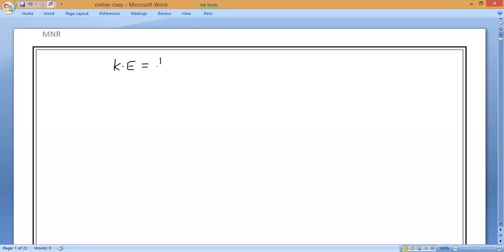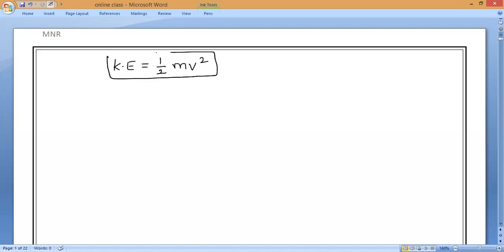Everybody, half. One by two, half mu square. No, I'm asking kinetic energy, Harish, not the work energy theorem. Half mv square is the kinetic energy formula.